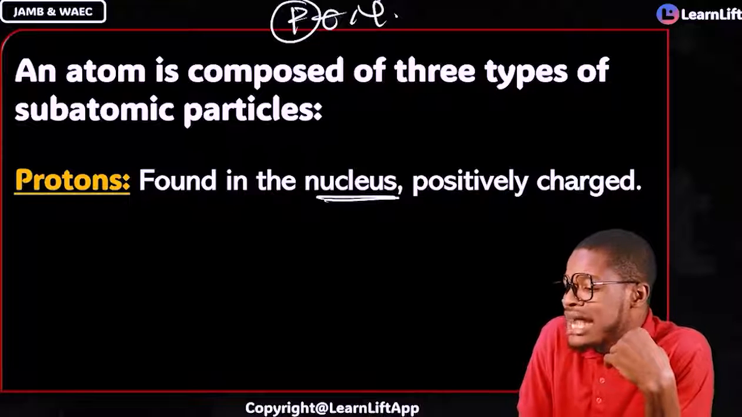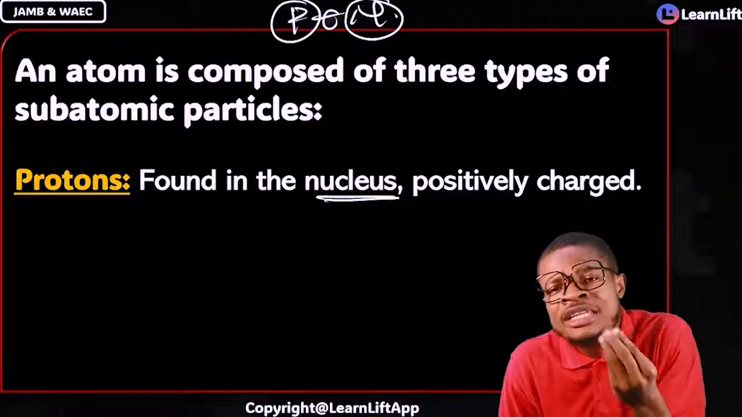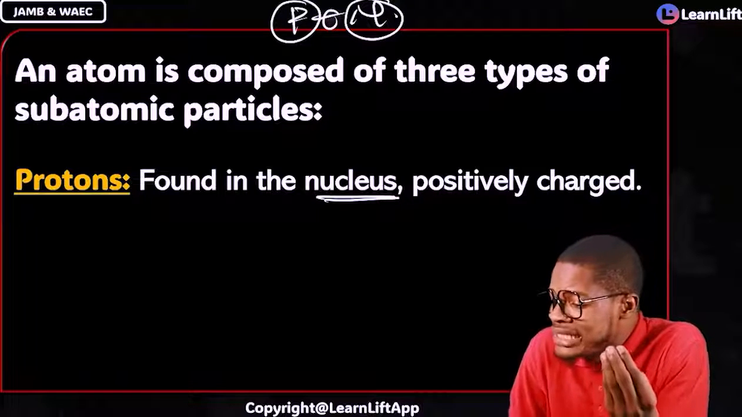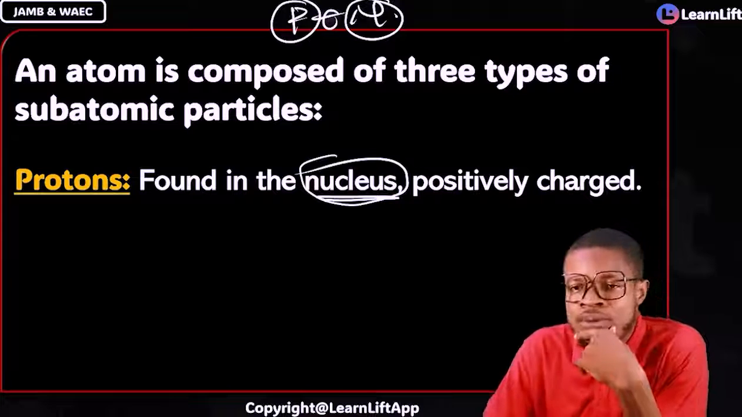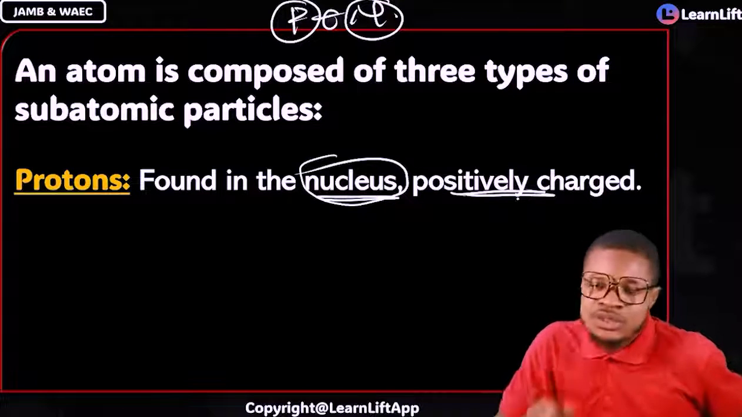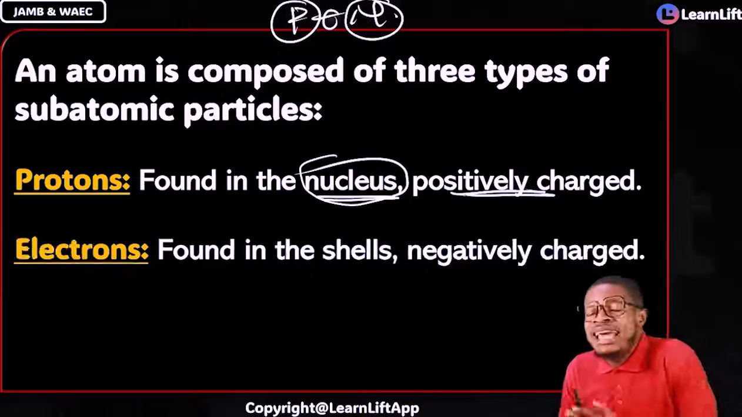Your protons and your neutrons are in the nucleus of the atom, right? So your protons, where do we see them? In the nucleus of the atom. And protons are positively charged particles. Number 2 is called the electrons.